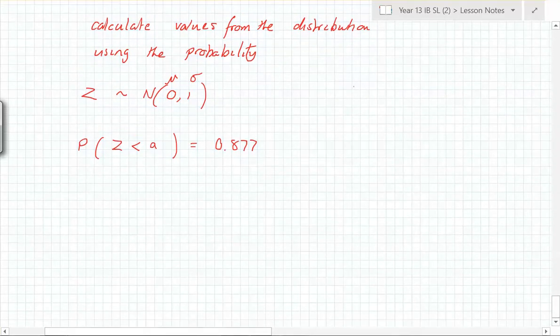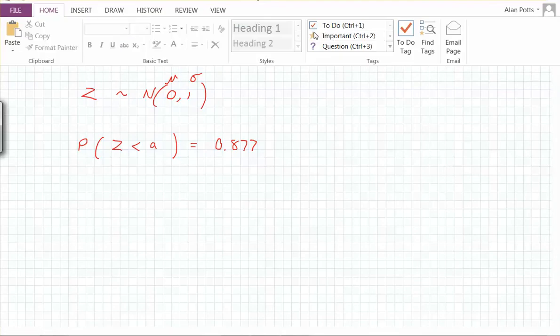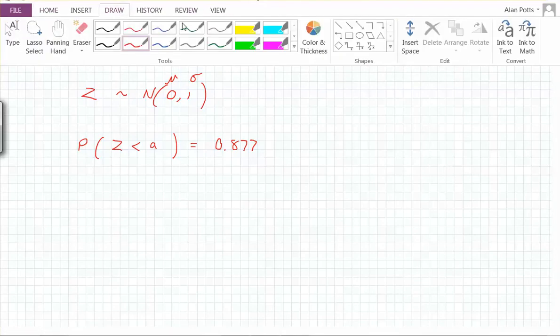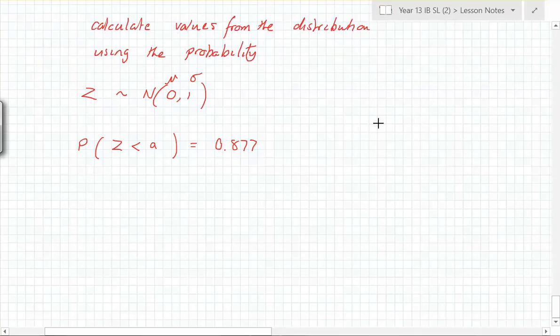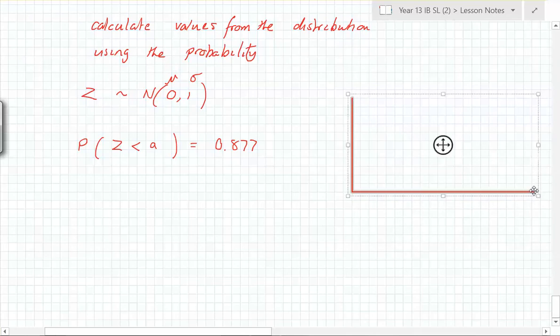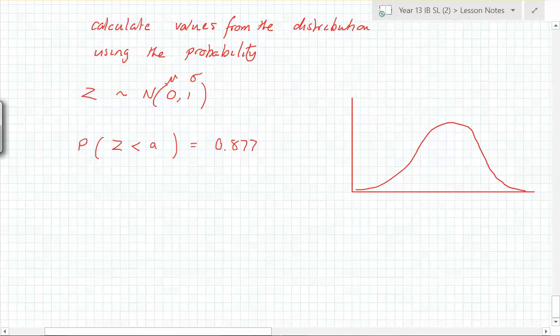Okay, so we've got this statement. Let's draw a diagram. Remember I said draw the curve so that it shows you understand, but also helps you. So I'm going to draw the approximation to a normal distribution. If I said, well, Z is less than A is 87.7%, I've got to put A roughly in the right area.